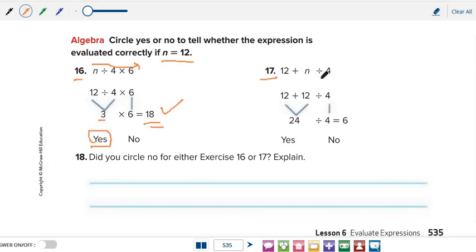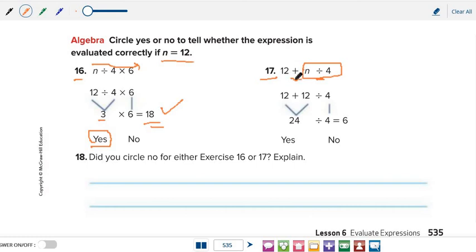12 plus n divided by 4. Here we have addition and division, two different operations. Again, as we said, if we have a multiplication or division operation, we have to start with them first. We cannot evaluate from left to right now. We have to start with this operation, with division. Let's see, n equals 12.